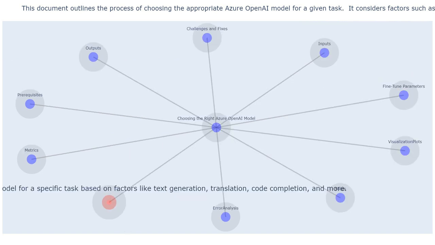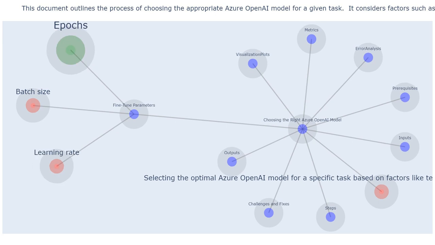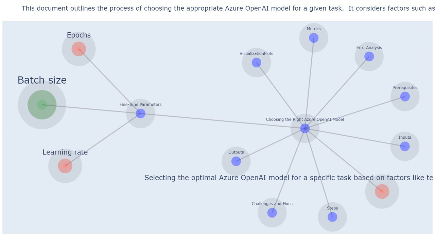Fine-tune parameters. The learning rate is a hyperparameter that controls the step size during the training process. It determines how quickly the model adapts to the training data. Epochs refer to the number of times the entire training dataset is used to update the model's parameters during the training process. More epochs generally lead to better model performance but require more training time. Batch size specifies the number of training examples used in each iteration of the training process. Larger batch sizes can speed up training but may require more memory.